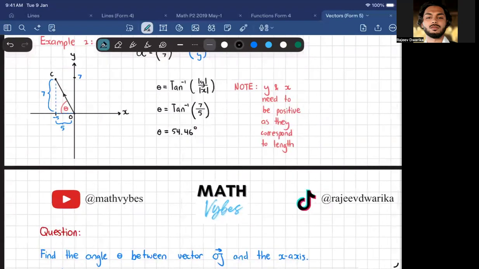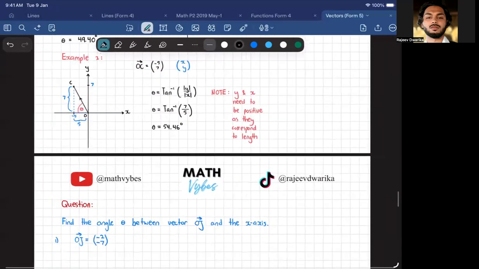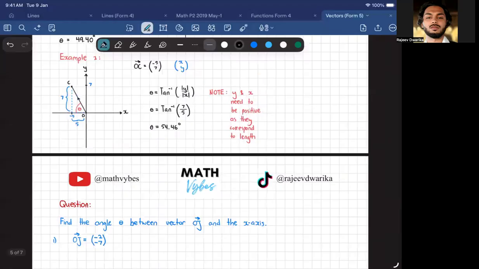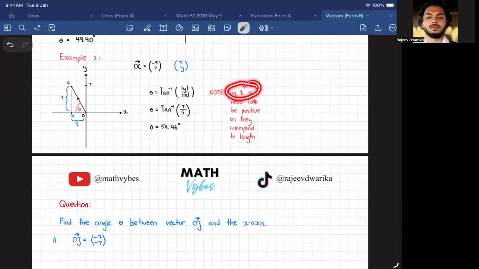As soon as you all have part one, let me know what you got. Again, x and y need to be positive, because they correspond to length.